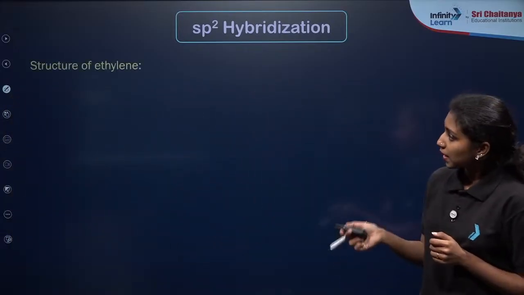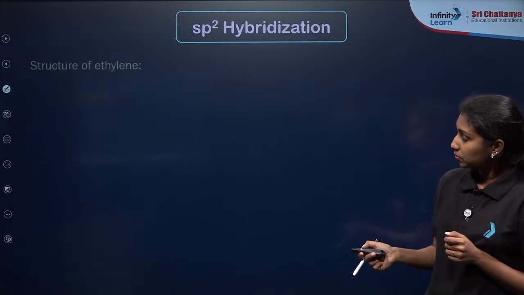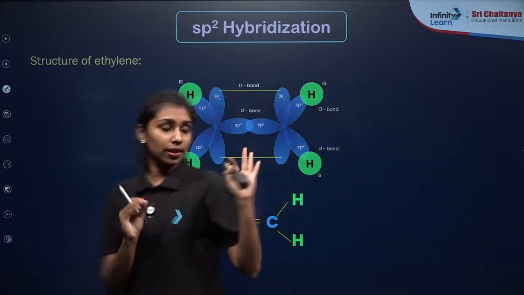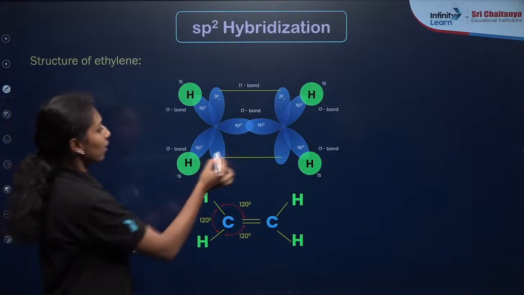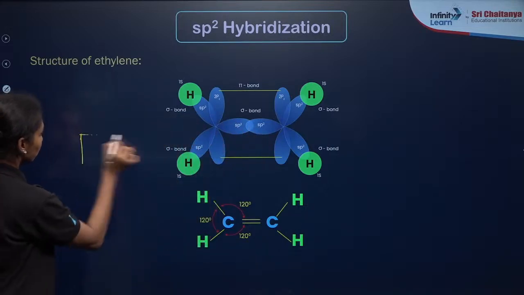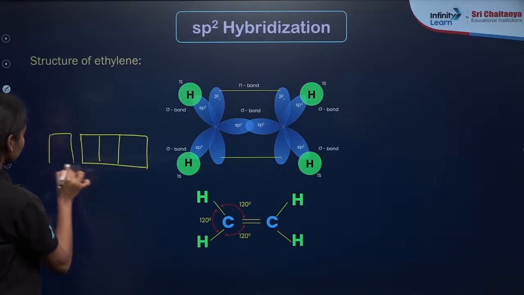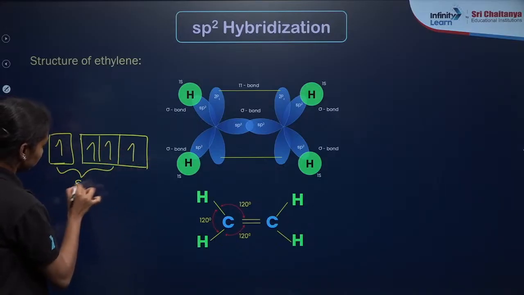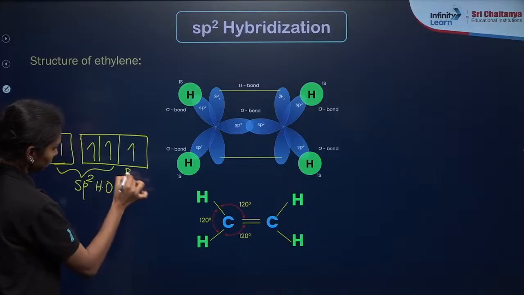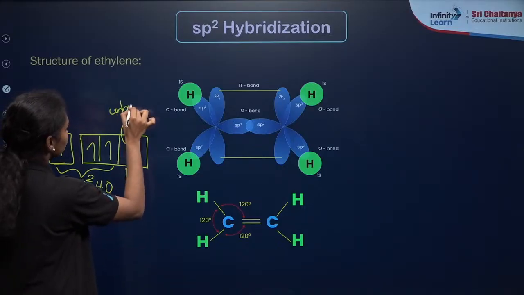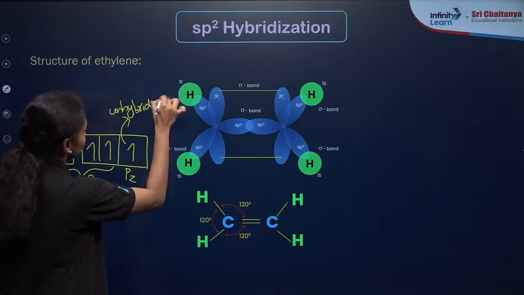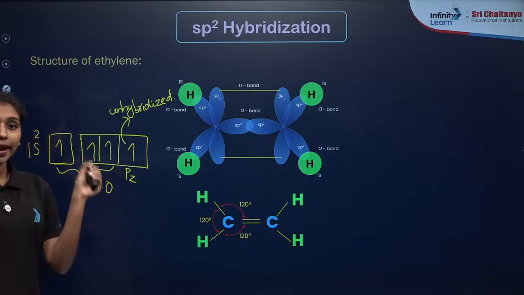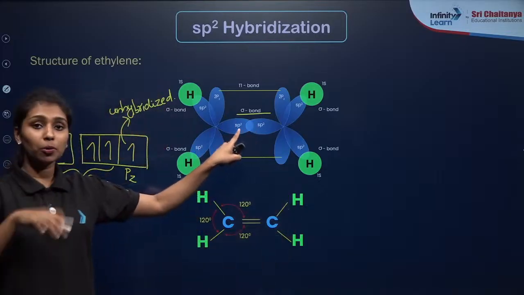Okay, now let us discuss the structure of the ethylene molecule. Similar to the CH triple bond CH molecule, what you are observing here is that sp2 hybridized orbitals are forming, right? We can write down the electronic configuration here. One s orbital and two p orbitals form sp2 hybridized orbitals, which form the head-to-head overlapping. So it is a sigma bond, an sp2 sigma bond between the two carbon atoms.